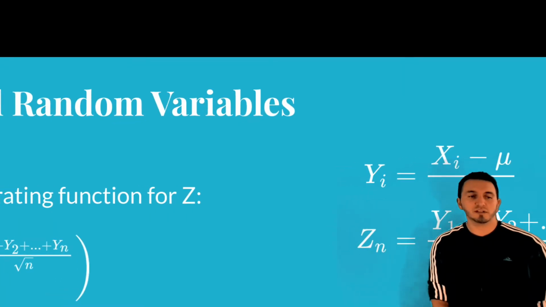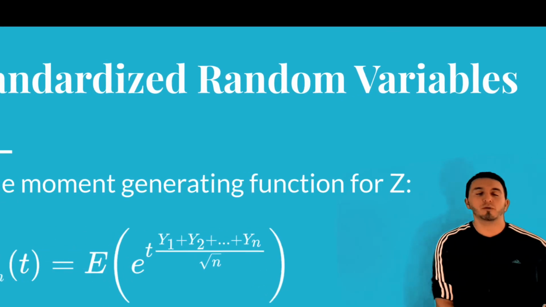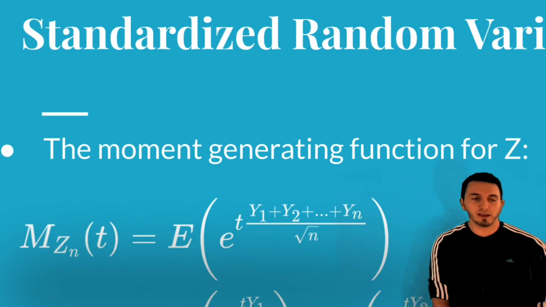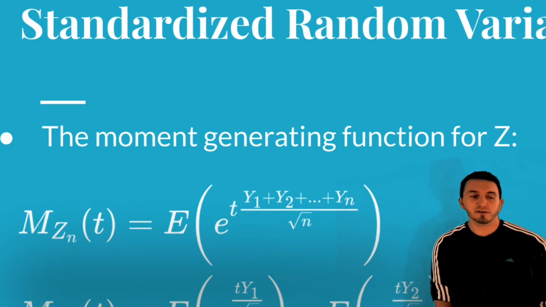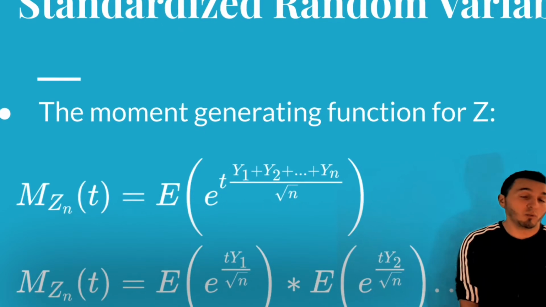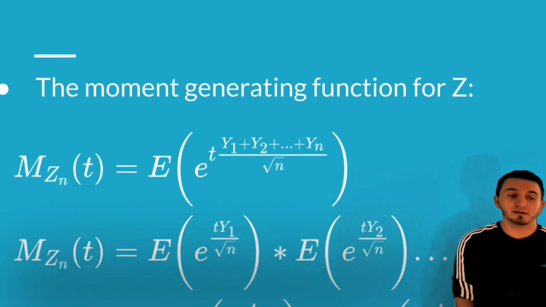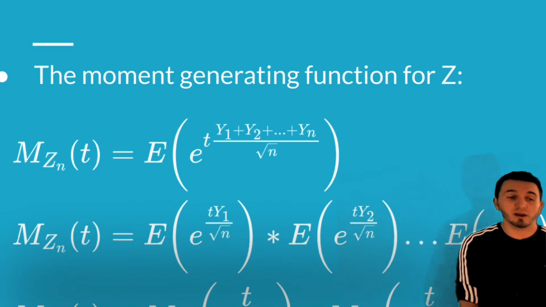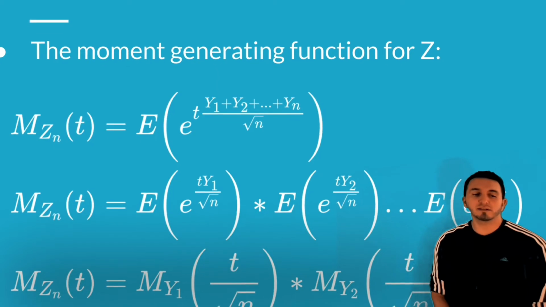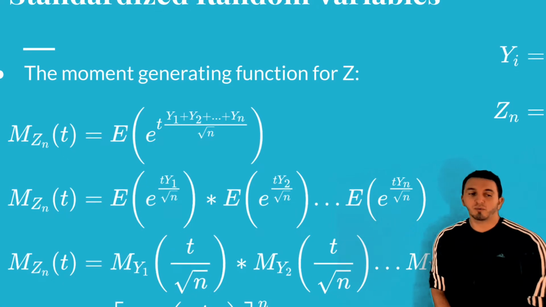The moment generating function is just the expectation of e to the t times z sub n. And when we write that out, we can of course factor that because we have a set of sums, right? So we can say that's just going to be the expectation of e to the t y1 over root n times e to the t y2 over root n, and so forth. And we know what that is, right? That is just going to be the moment generating function.